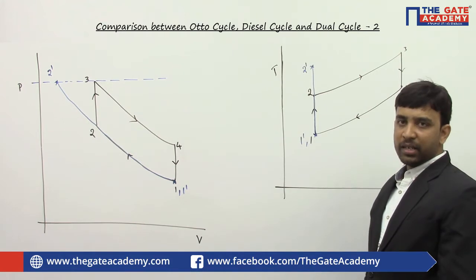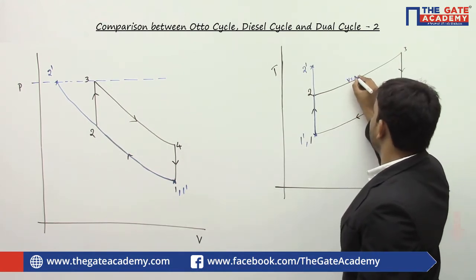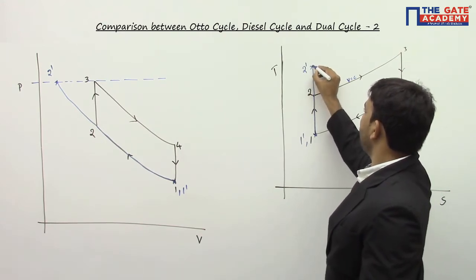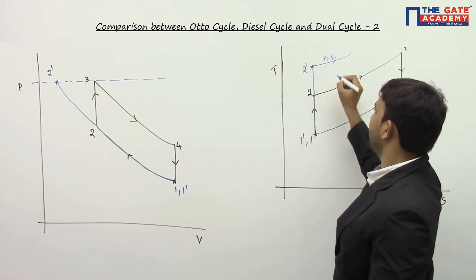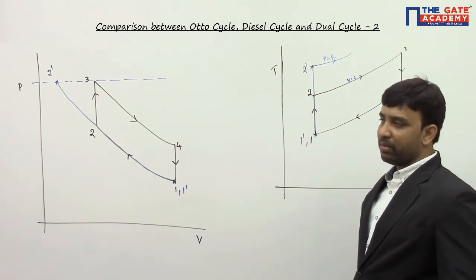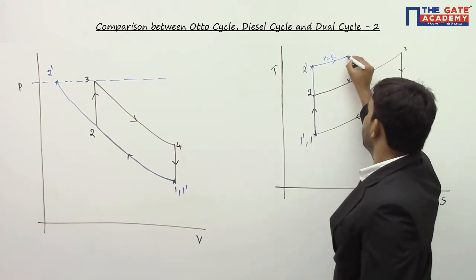And the second constraint is the same heat input. This is constant volume process, and here I have constant pressure heat addition process. A constant pressure line has lesser slope in comparison with a constant volume line. So the slope of this line is less in comparison with the slope of this line. These two look parallel, but they are not parallel. So this is constant pressure heat addition process.